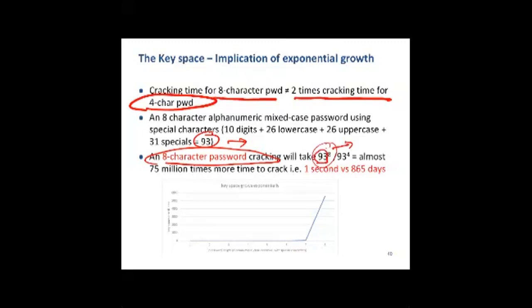If you're doing exhaustive cracking, and each step takes say 1 unit of time, it will take 93 raised to the power 8 units of time. If it is only 4 characters, it will take 93 raised to the power 4, which is 75 million times less. So it takes 75 million times more time to crack an 8 character password versus a 4 character password. It is like 1 second versus 865 days.